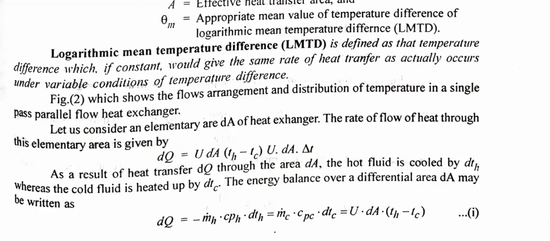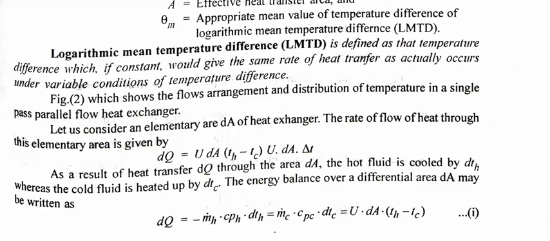With the help of the diagram, we have seen the flow arrangement and the distribution of temperature in a single pass parallel flow heat exchanger. We have considered an elementary area dA of the heat exchanger. The rate of flow of heat through this elementary area, dQ, is equal to U dA into the temperature difference Th minus Tc, or we can write it as U into dA into del T.